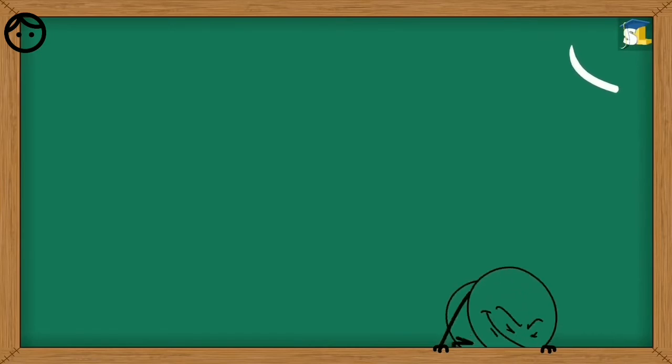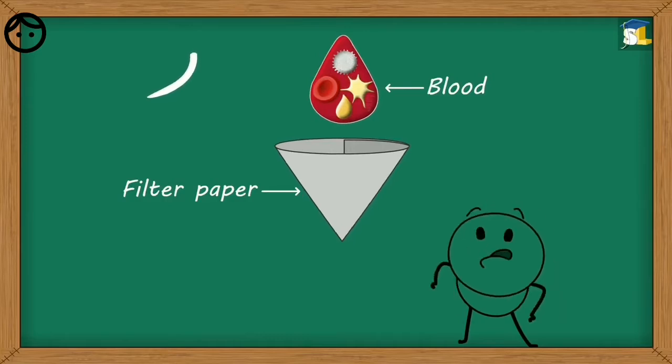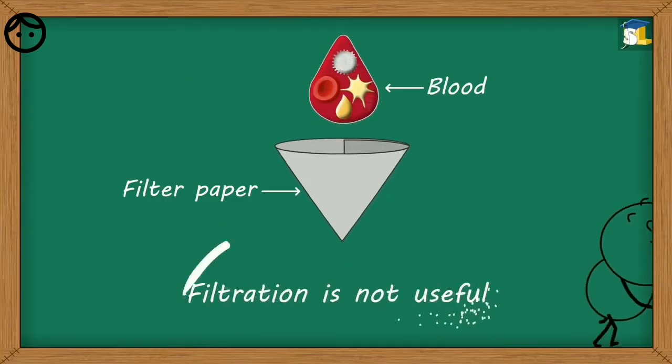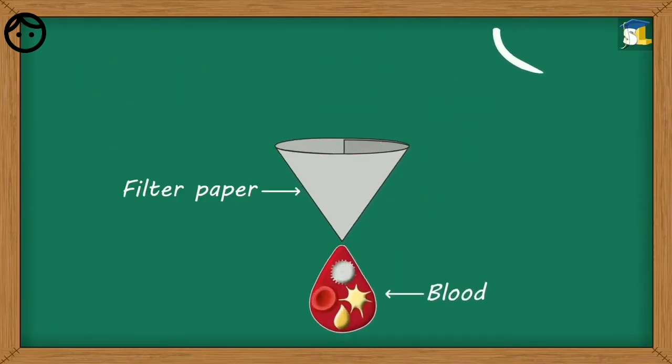What do you think? Can we use a filtration technique to separate various components of blood? No. Filtration is not useful because the size of the components of blood is so small that they can easily pass through the filter paper.